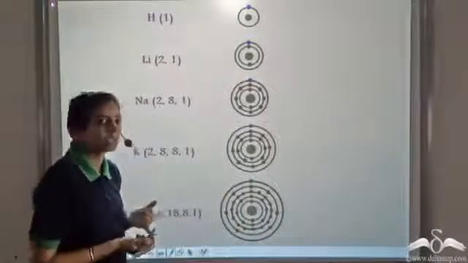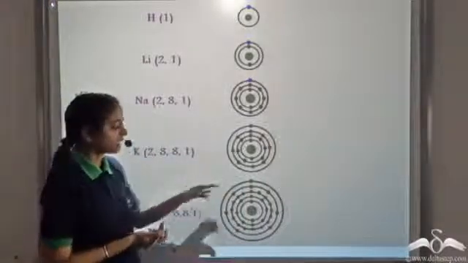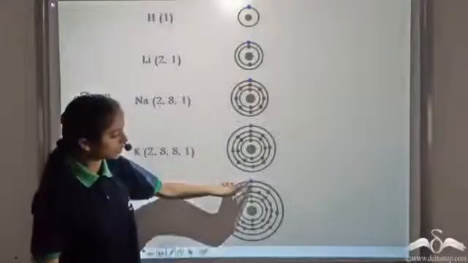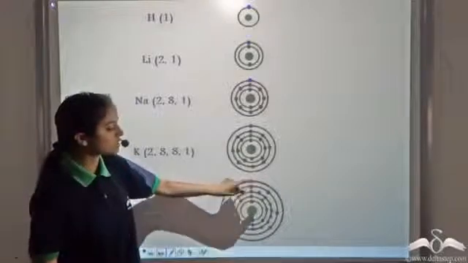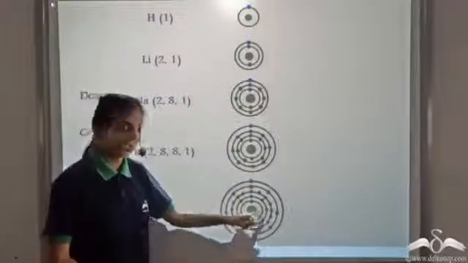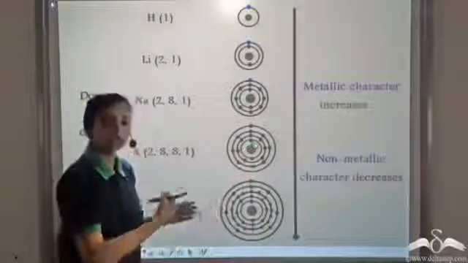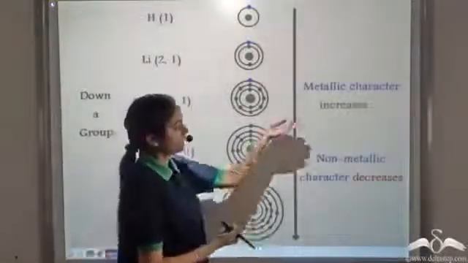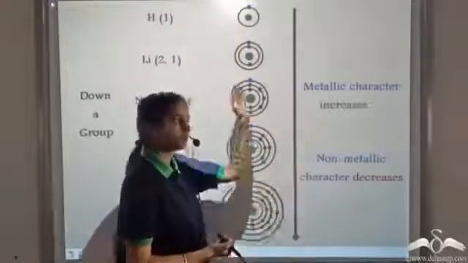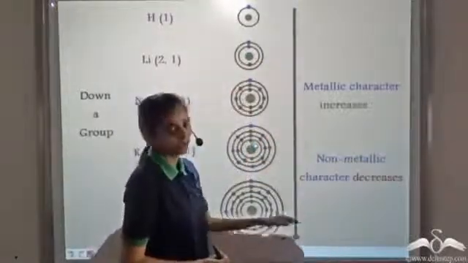Metallic character, we know, is the ease to lose the electrons. As the size increases, the outermost electrons are away from the nucleus. Therefore, the ease to remove this outermost electron increases. As the ease to remove these electrons increases, the metallic character increases, and so the non-metallic character on moving from top to bottom in a group decreases.